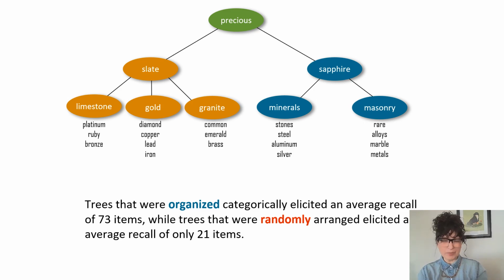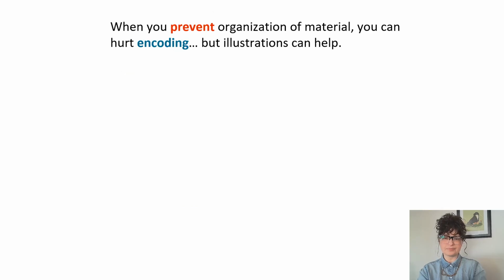Is this semantic memory? The processing view basically says, who cares? How does semantics work? How do the episodic elements work? How does the way you're processing or organizing information impact how long information lasts? So, interestingly, researchers found that when you prevent organization of material, you can really hurt encoding, but illustrations can help. This research also suggests that if you prevent organization, you can hurt encoding.